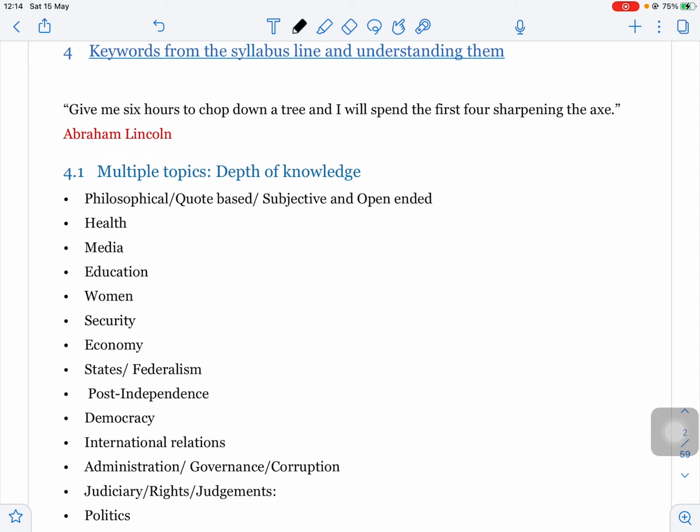In this particular video I want to continue on the keywords that have been mentioned in the UPSC notification. The first keyword is multiple topics. A candidate is expected to write essays on multiple topics. That is what UPSC is saying.